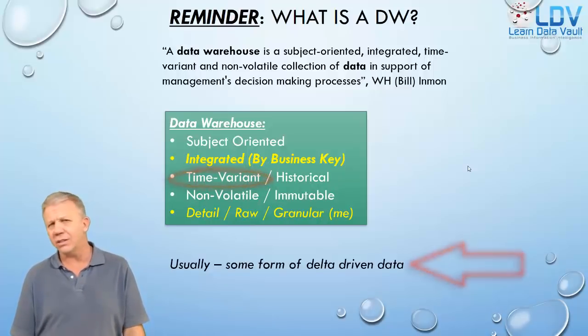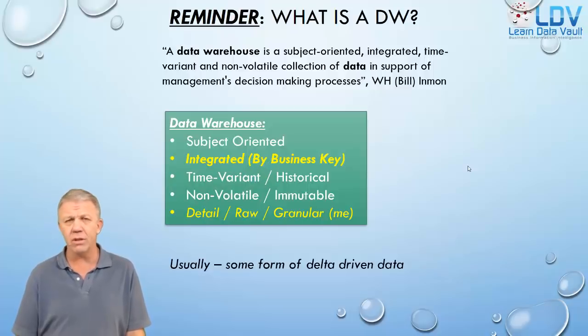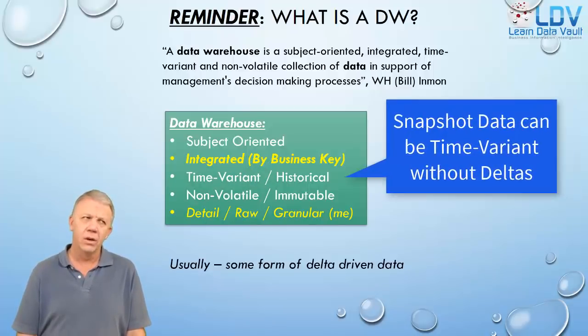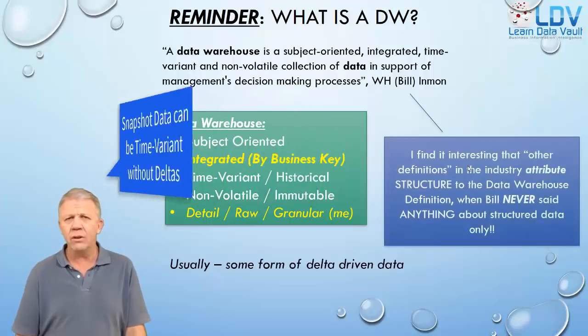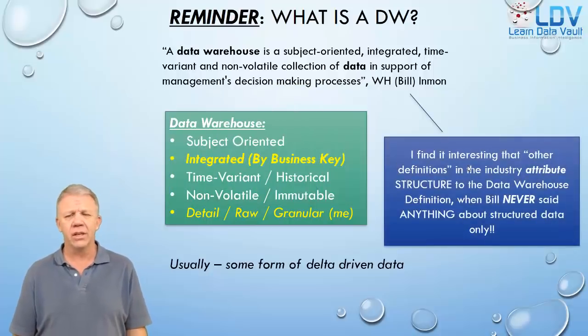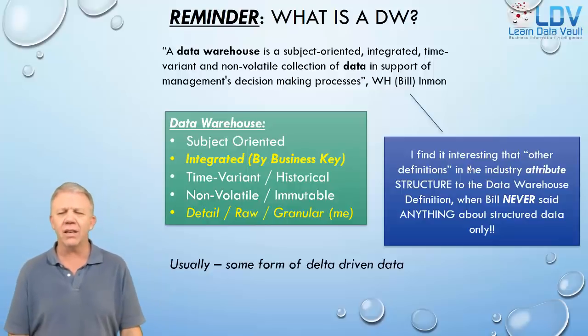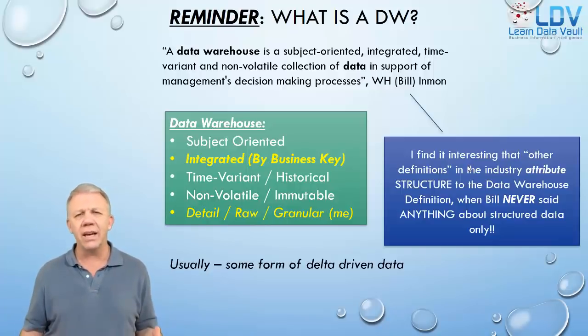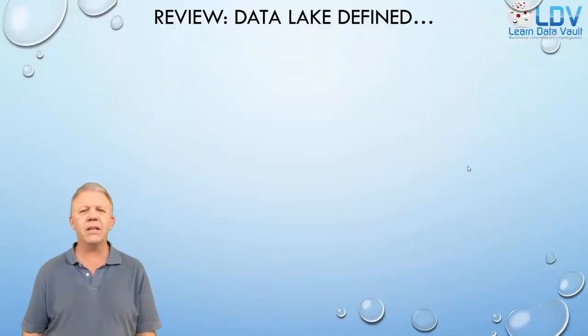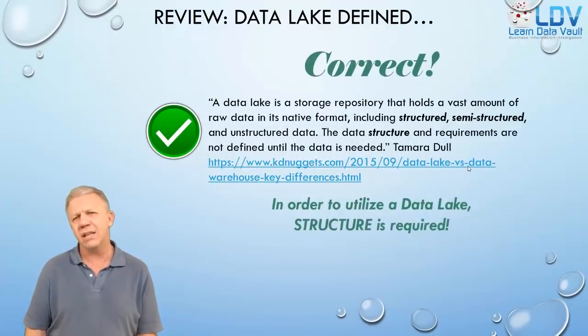But time variant doesn't necessarily mean you have to have delta-driven. You can have time variance with snapshot-based data. But I do find it interesting that this definition says absolutely nothing about structure. It says nothing about structured data only, or unstructured, semi-structured, or multi-structured. So this raises the question, how do we define a data lake?